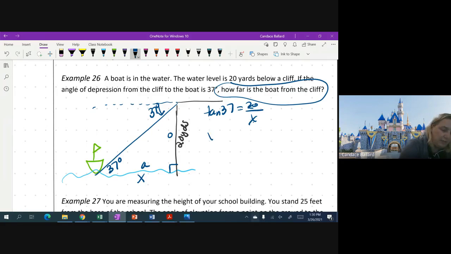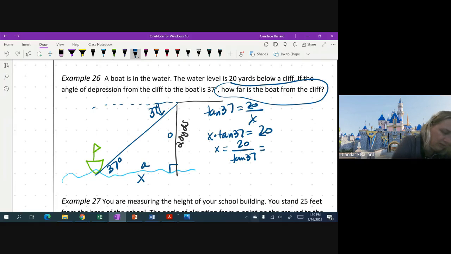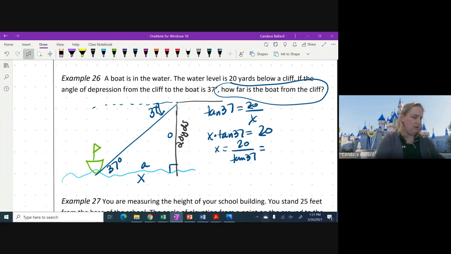So I'm going to multiply by x. And then what do I need to do to move the tangent of 37 to the other side? Can you guys tell me in the chat? I want to hear from everybody. What operation do I need to do to move that tangent? Logan, I think you need to revise your answer. Right now we are under multiplication. There we go. We've got to divide it to the other side. Okay, so we've got x equals 20 divided by the tangent of 37. Okay, so let's do that in our nice little calculator here.